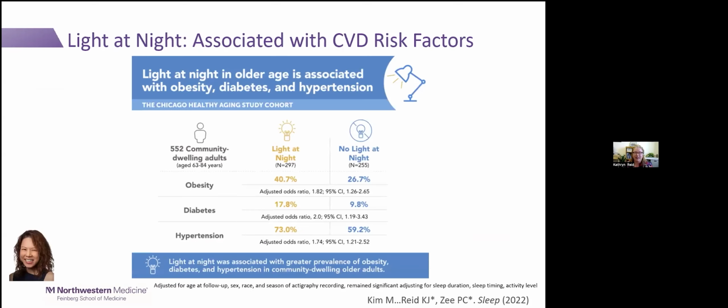And what we found in that study, and this is also led by Minji Kim, is that those who had light at night tended to have higher rates of obesity, diabetes, and hypertension than those who had no light during those lowest 5 hours. And there was a significant increased risk of obesity, diabetes, and hypertension, even after controlling for various things such as sleep timing and sleep duration, activity level, age, etc.